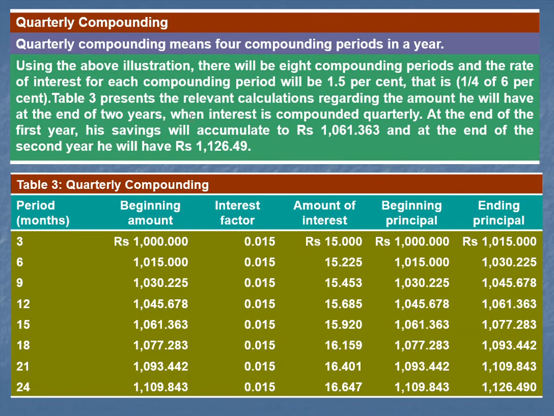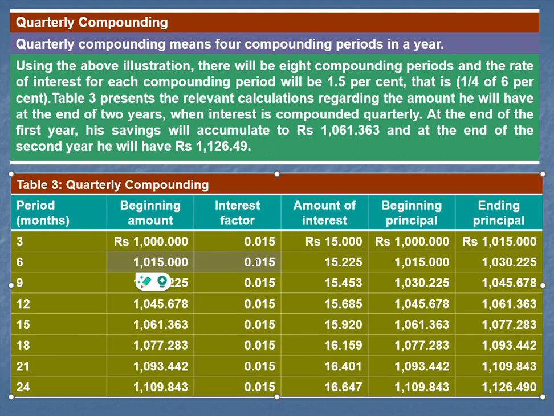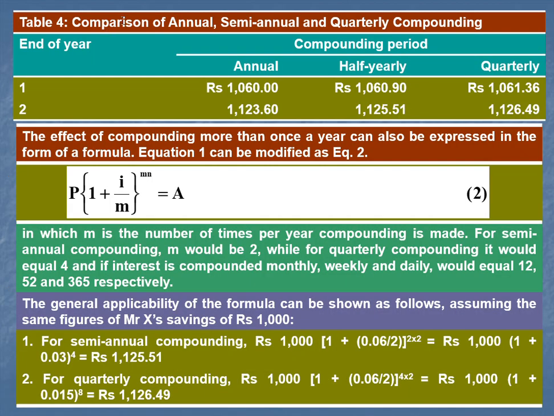Quarterly means 4 times in a year. In quarterly compounding you can see 3, 6, 9, 12, 15 months. We have the beginning amount, interest amount, beginning principal and ending principal. This ending principal becomes the beginning amount for the next period, and then again interest is added, and like that it compounds. In the table we can compare annual, semi-annual and quarterly compounding, that is, how the compounding period will be annual, half-yearly and quarterly. Here we can also use the formula P(1 + i/m)^(m×n).